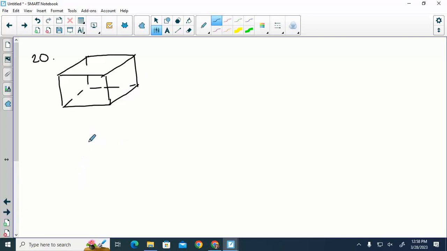The base length is 6 times the width. So if I called this side W, this side would be 6W. And it doesn't tell me what my height is, so I'm going to call that h for a second. It tells me the box will enclose 20 cubic inches. That's my volume. Volume is length times width times height. So if I multiply these, W times 6W times H, that has to equal 20.